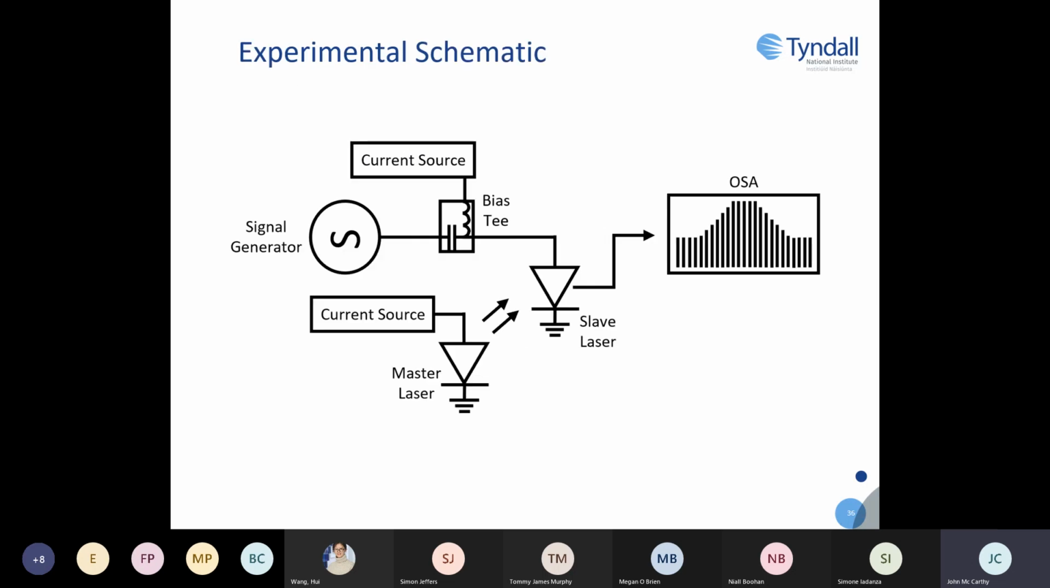So this is an experimental schematic showing that the master laser is biased and injection locked with the slave laser. Signal generation and current source are combined with a bias T, and that's what is used to bias the slave laser. And then the resulting comb is measured through the OSA.